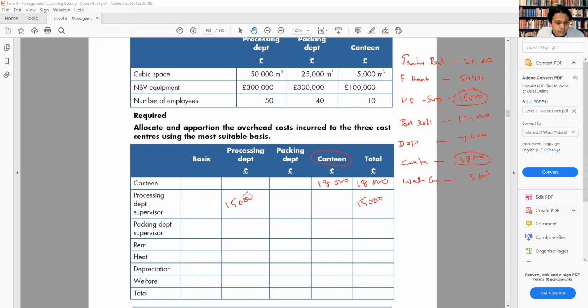The next one we have is the packing department supervisor. Do we have any cost for the packing that we can directly allocate to the packing? So we can see we have 10,000 for the packing department. So yes, 10,000 we can allocate to packing.